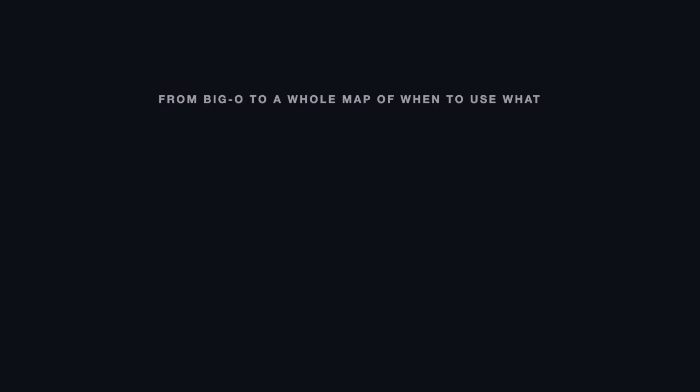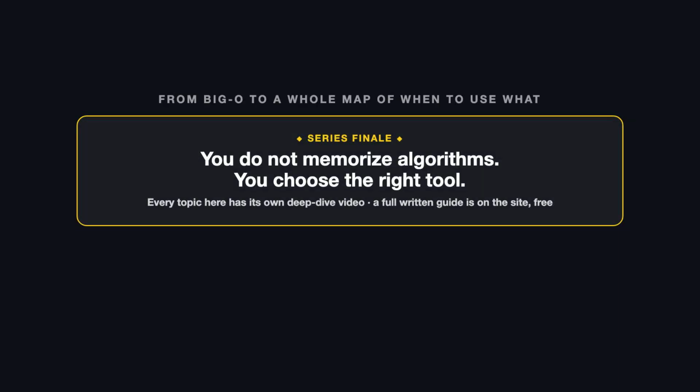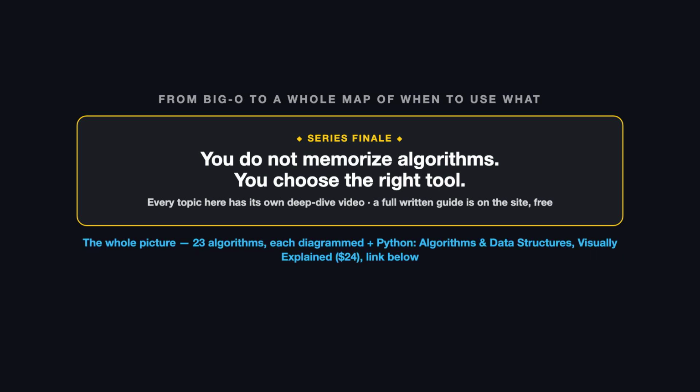And that closes the series. We started with Big O, and ended with a whole map of when to use what. That is the skill that actually makes you dangerous as a programmer.